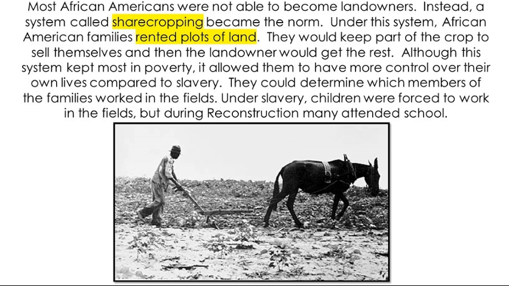Most African Americans were not able to become landowners. Instead, a system called sharecropping became the norm. Under this system, African American families rented plots of land. They would keep part of the crop to sell themselves, and then the landowner would get the rest. Although this system kept most in poverty, it allowed them to have more control over their own lives compared to slavery. They could determine which members of the families worked in the fields. Under slavery, children were forced to work in the fields, but during Reconstruction, many attended school.